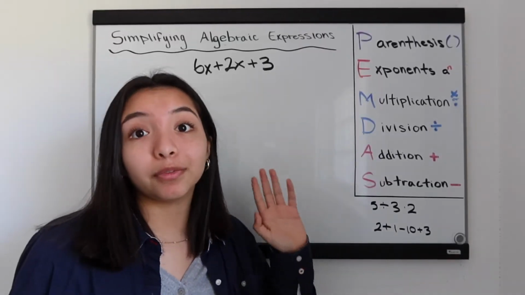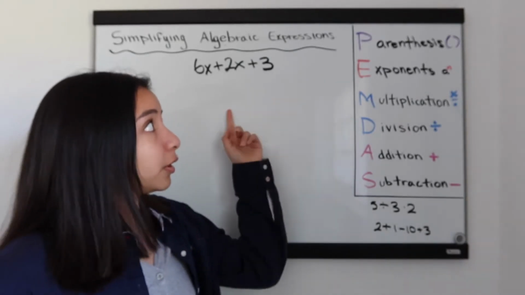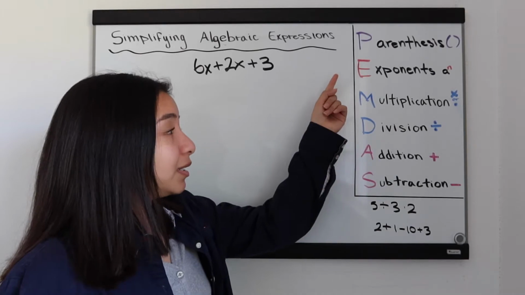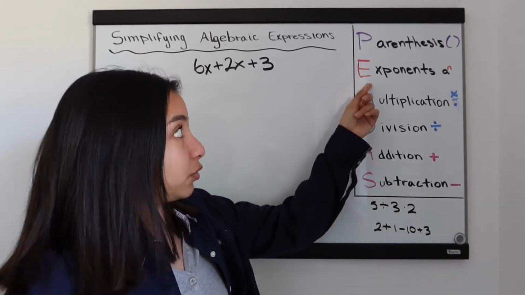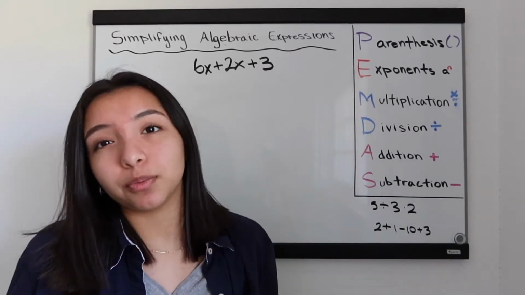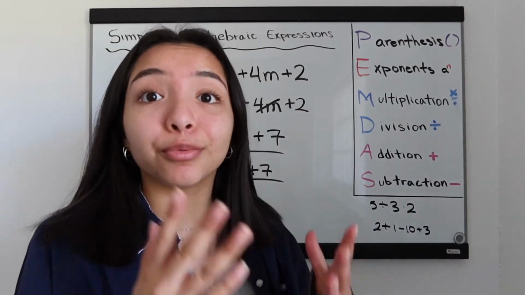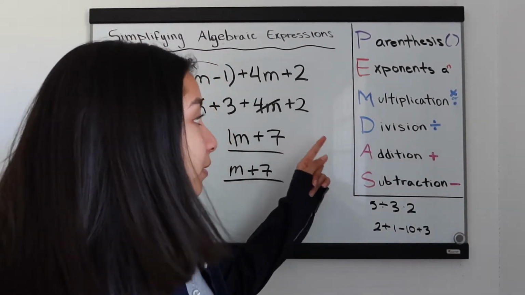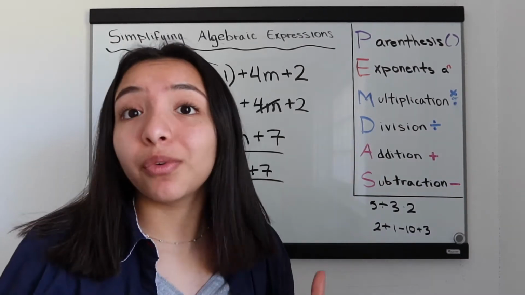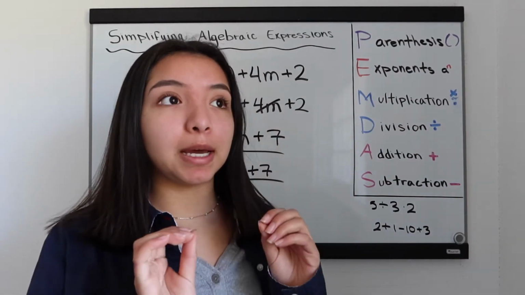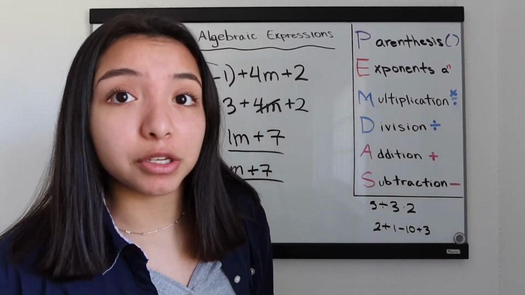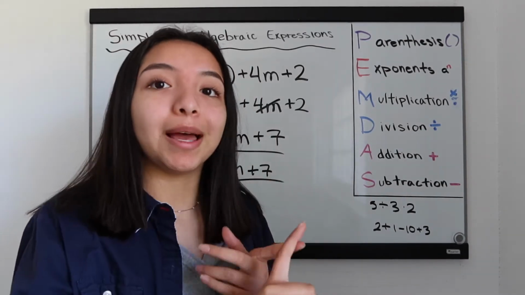For example, if you have parentheses in your expression, then you do parentheses first. If you don't have parentheses, then you look at if you have exponents, and then that's what you would do first. Alright, and the reason why multiplication and division, and addition and subtraction, have the same colors is because multiplication doesn't necessarily go before division. Solve the expression from left to right.